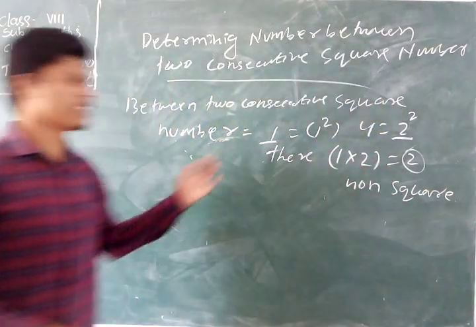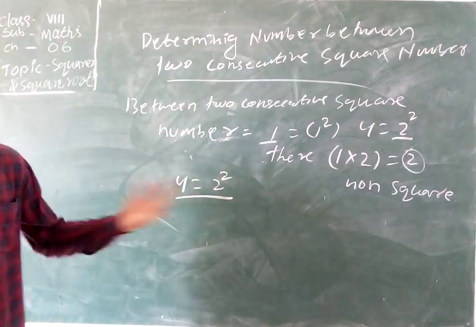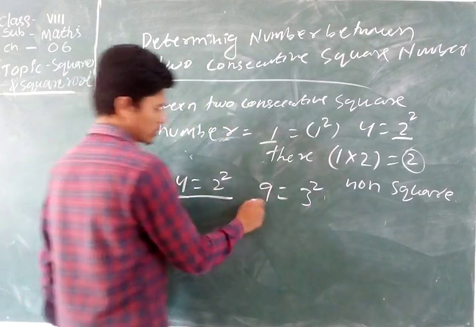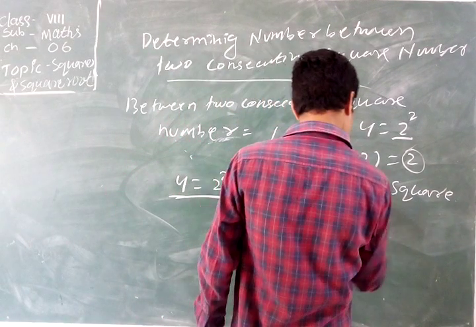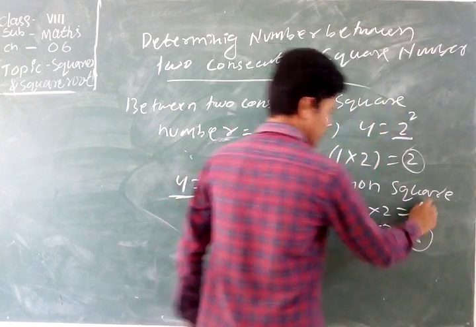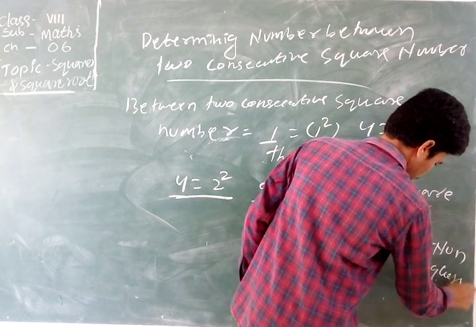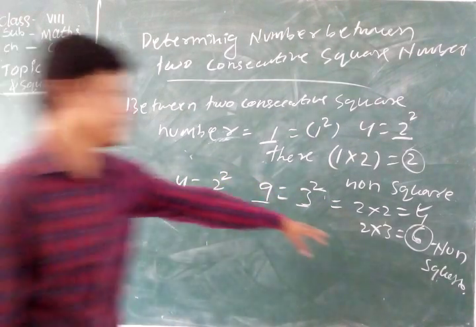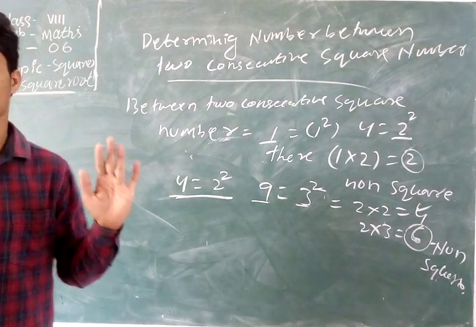Let's take another example. 4 is the square of 2, and 9 is the square of 3. Then 2 into 3 equals 6. 4 is a square number, but 6 is non-square. So we learn that between two consecutive square numbers there are non-square numbers.